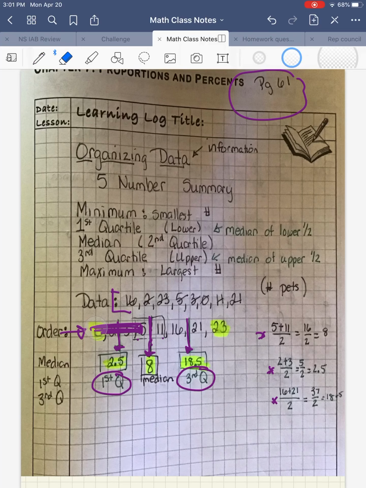And now I want to get all the data back. There we go. So the median is the middle of all the data, the first quartile is the middle of the bottom half, and the third quartile is the middle of the top half.